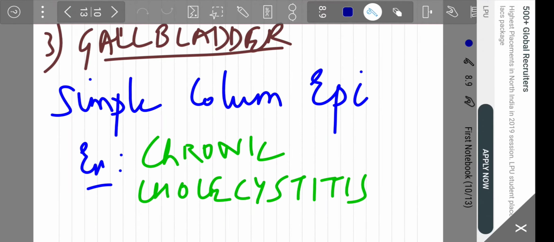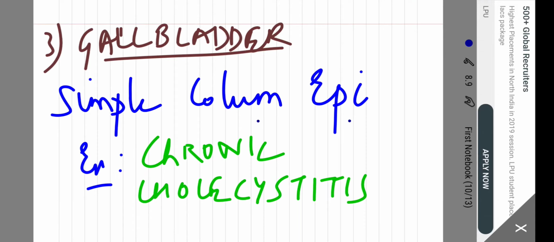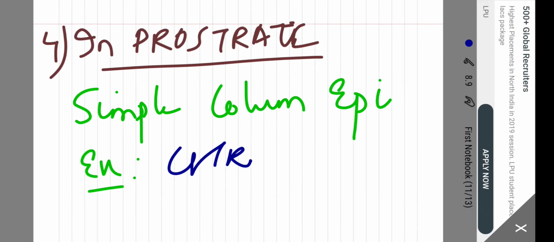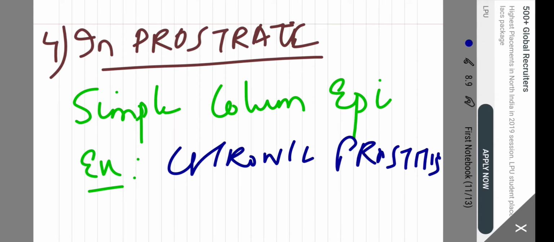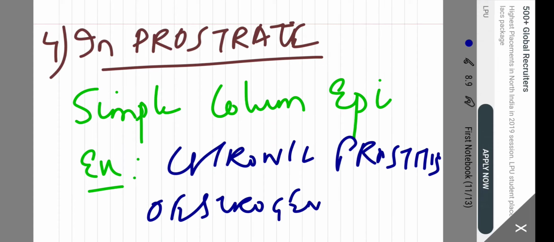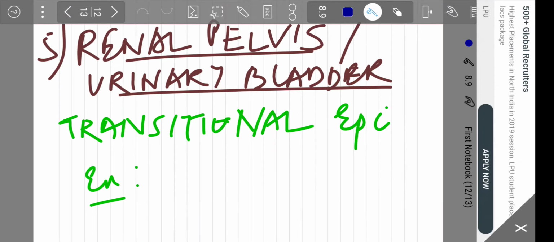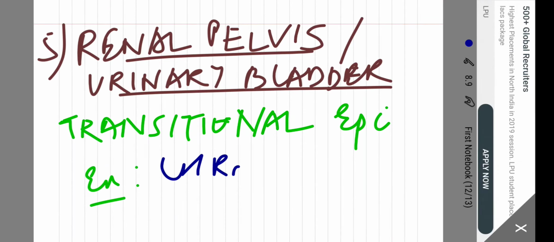In the gallbladder, which is normally lined by simple columnar epithelium, it is seen in chronic cholecystitis. In the prostate, which is lined by simple columnar epithelium, it is normally seen in chronic prostatitis and in estrogen therapy. In the renal pelvis and in the urinary bladder, which are normally lined by transitional epithelium, it is seen in chronic infections and stones.